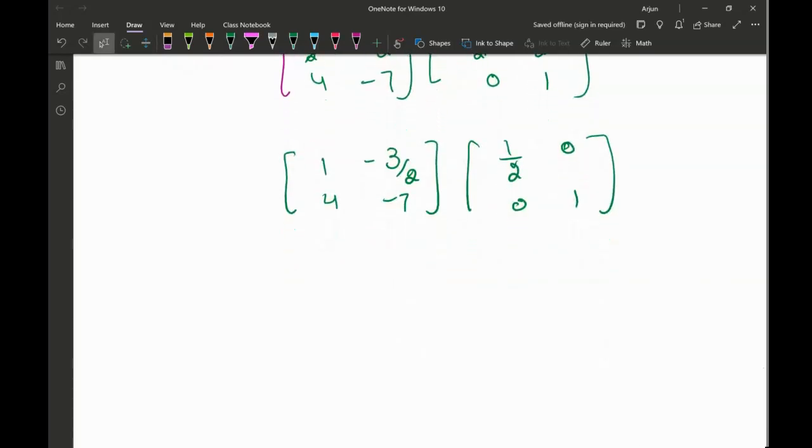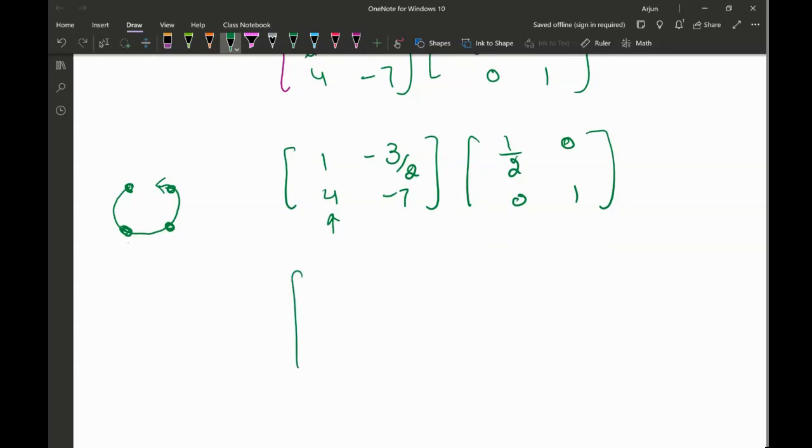Now what I'm going to do is try and convert this element into 0. So this is the direction I'm going to move: first element, then second element, then third element, then fourth element. That's what I'm going to try and do. Whenever you have a 2 by 2 matrix, you can also do it this way. On R2 I will apply the operation R2 equals R2 minus 4 times R1.